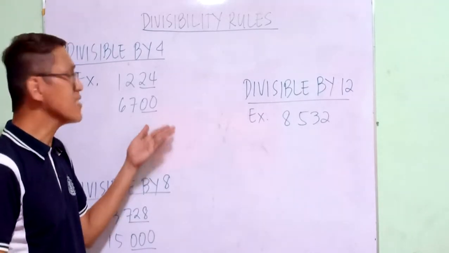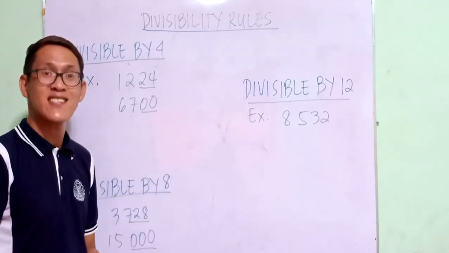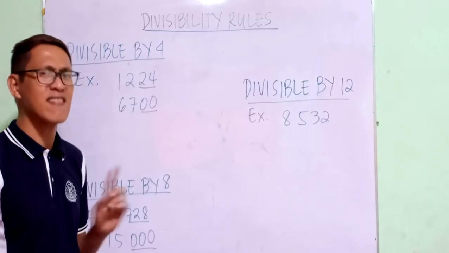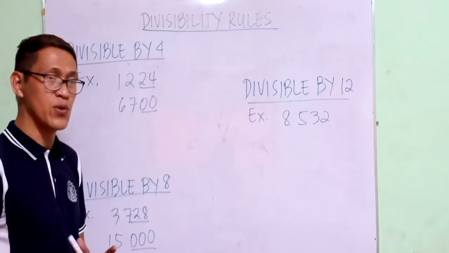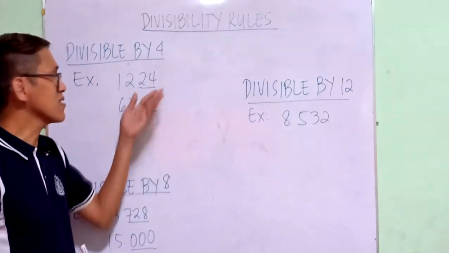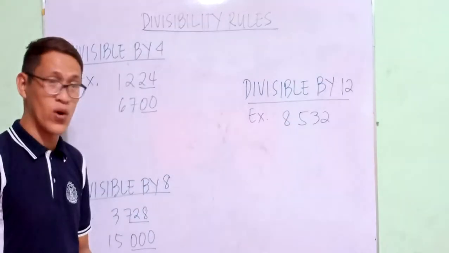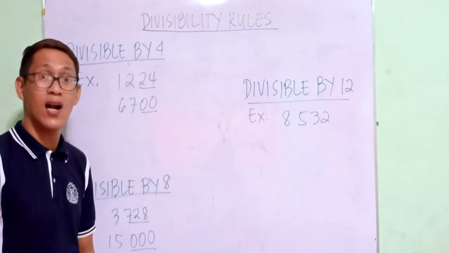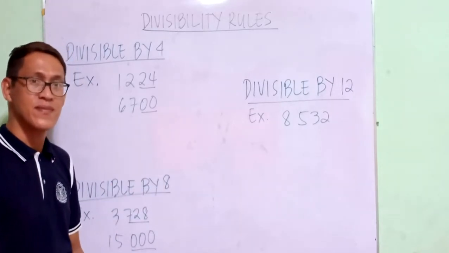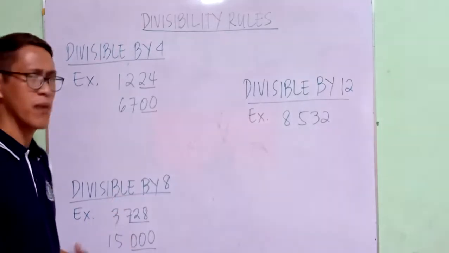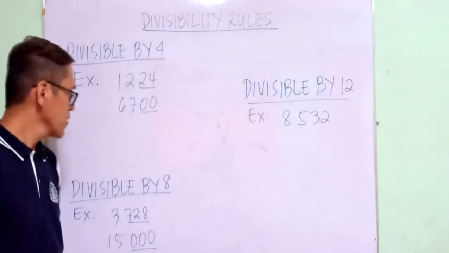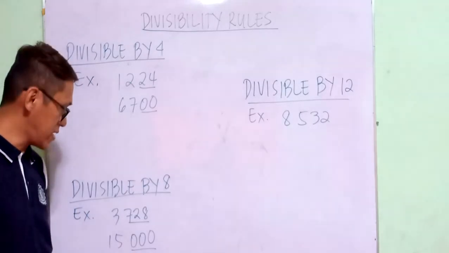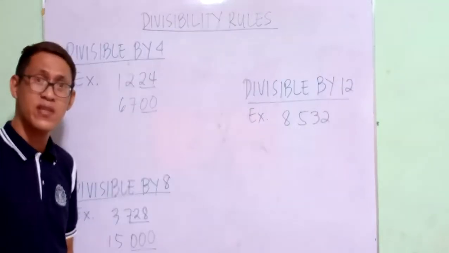Or, if the last two digits are zeros, you can say that that number is divisible by 4. So there are two rules for 4. The last two digits can be divided by 4, or the last two digits are zeros. What about divisible by 8? For 4, you look at the last two digits. For divisible by 8, as you can see, you look at the last three digits.